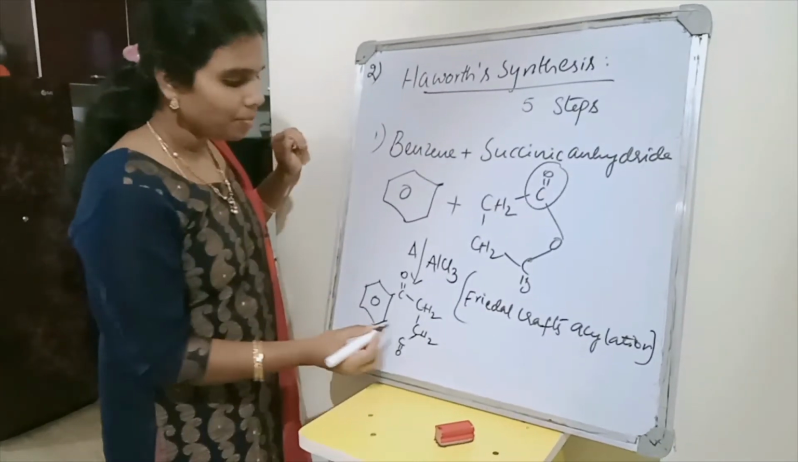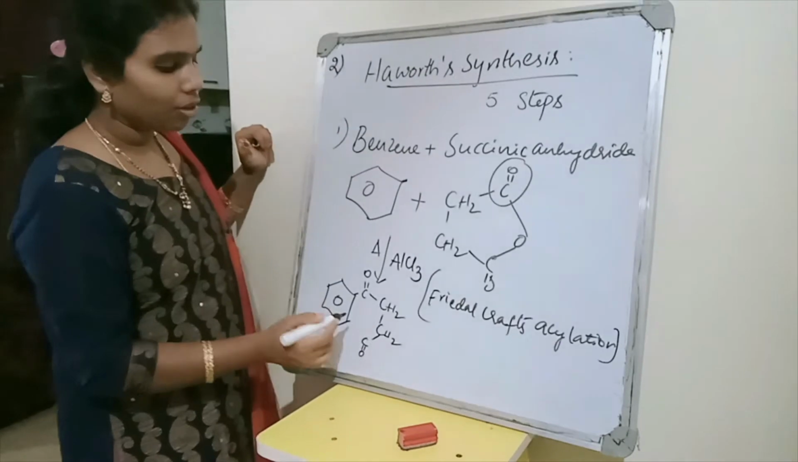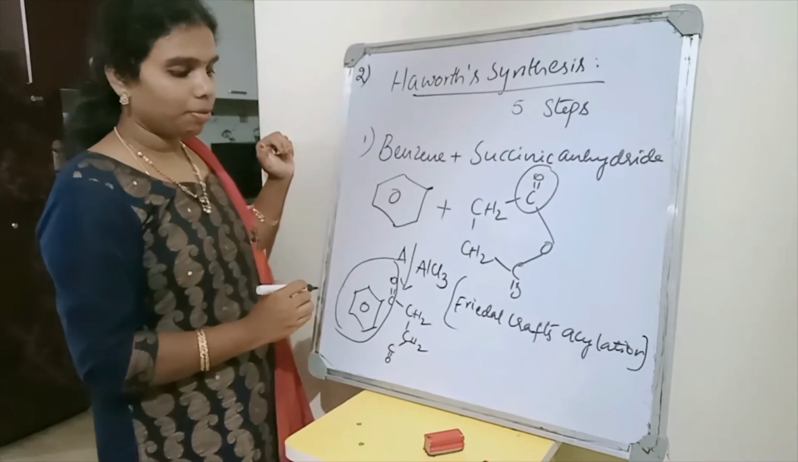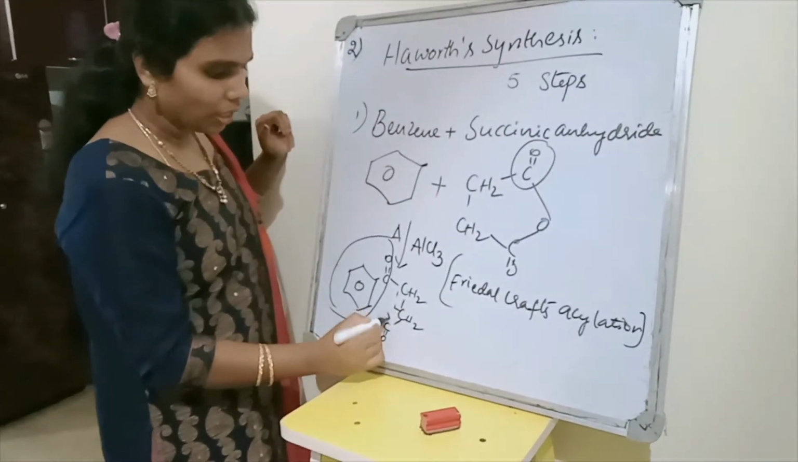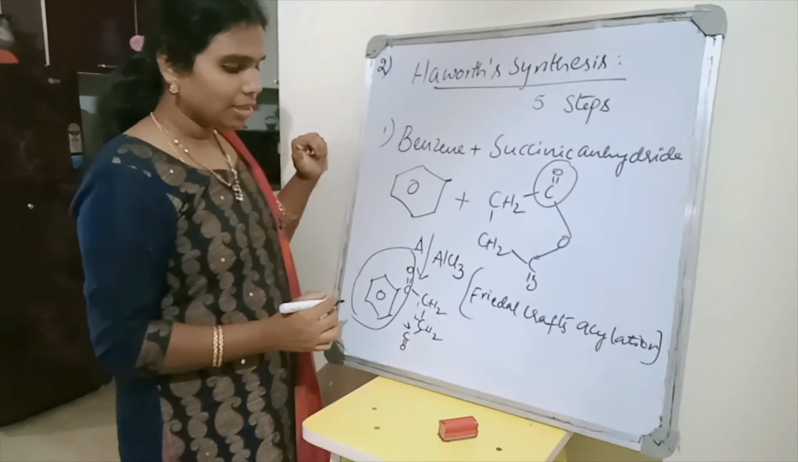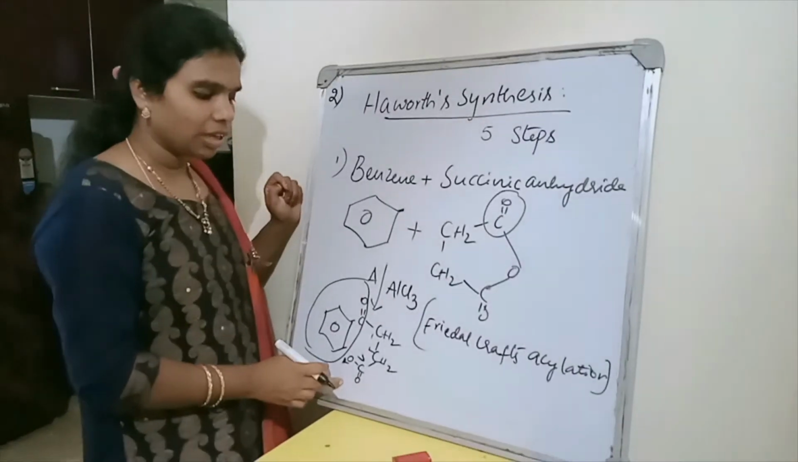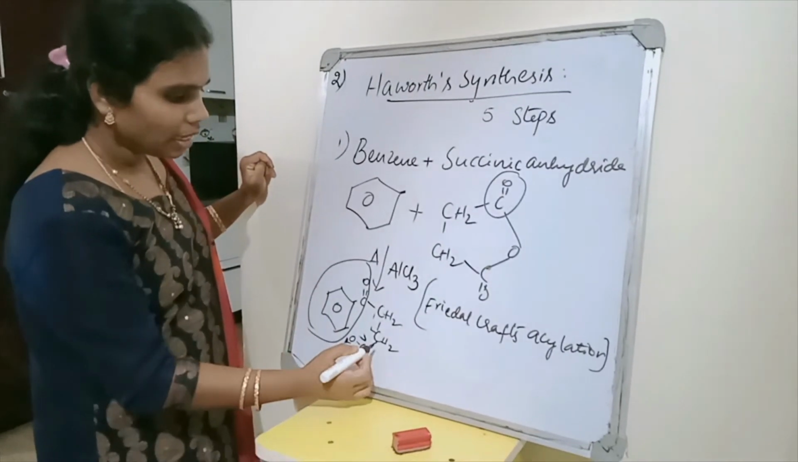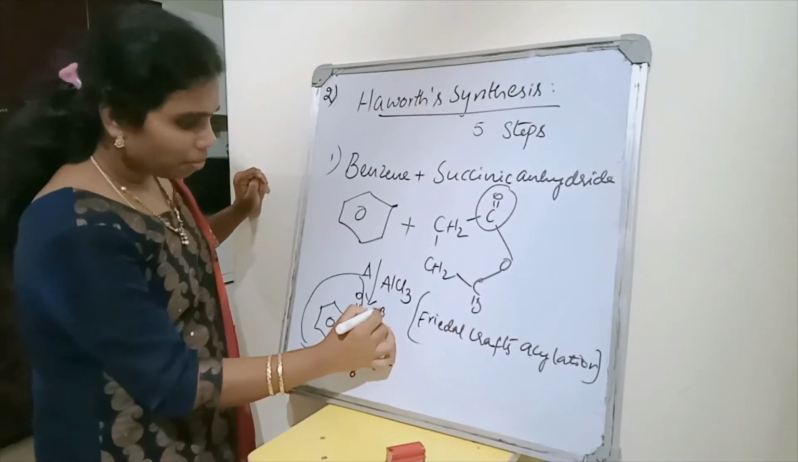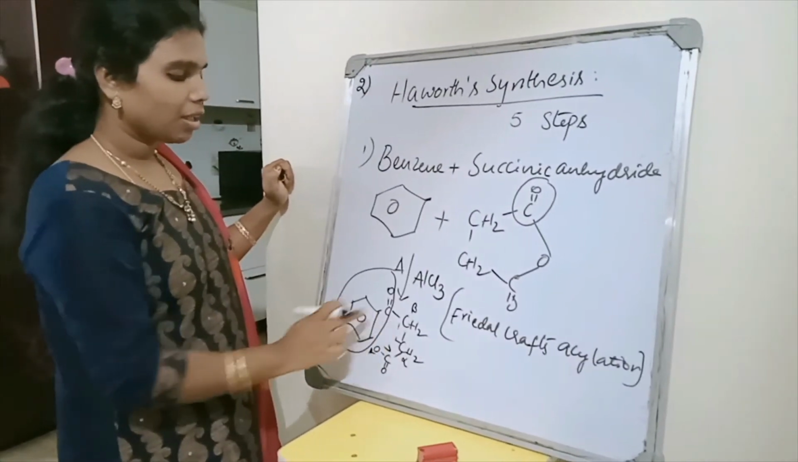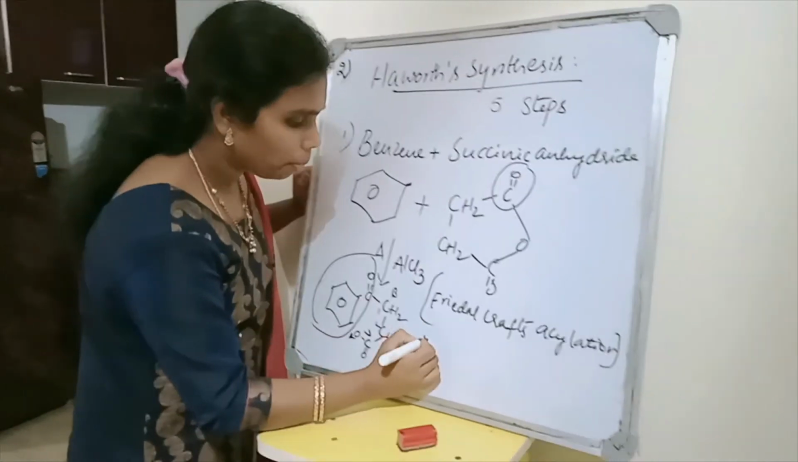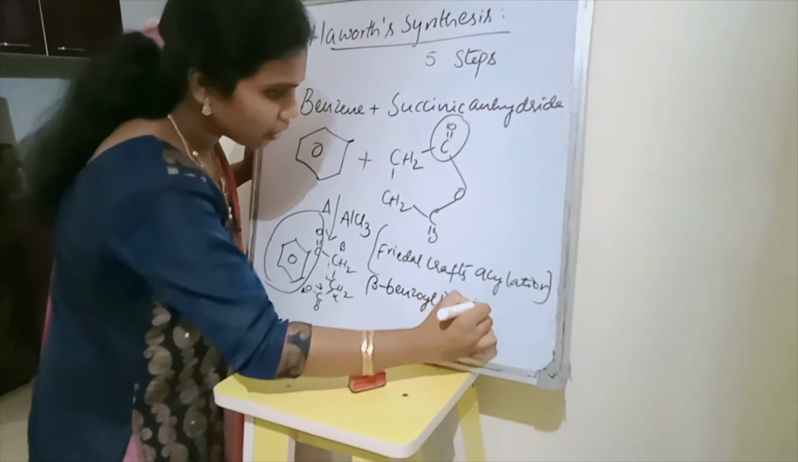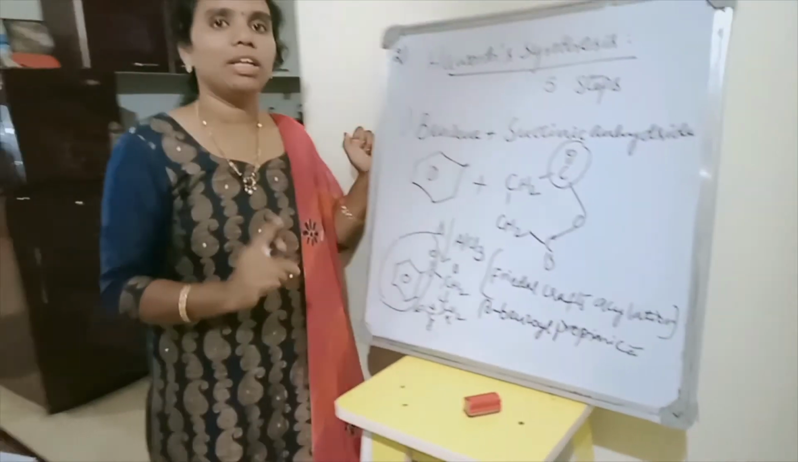So we will get a compound. You can see now this complete group is notated as the benzoyl group. And this one, 1, 2, 3: propionic acid. Three carbons means propionic acid. But at which position are they attached? See, this carbon is alpha, this is beta carbon. So beta benzoyl propionic acid is the product. Beta benzoyl propionic acid has formed in the first step.